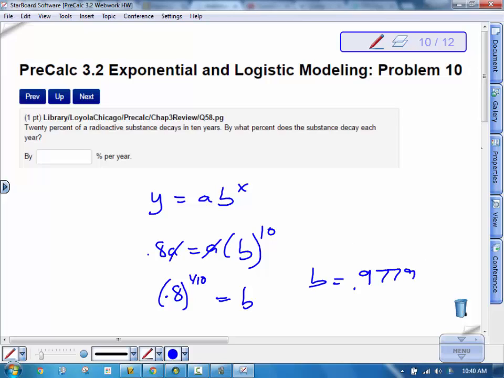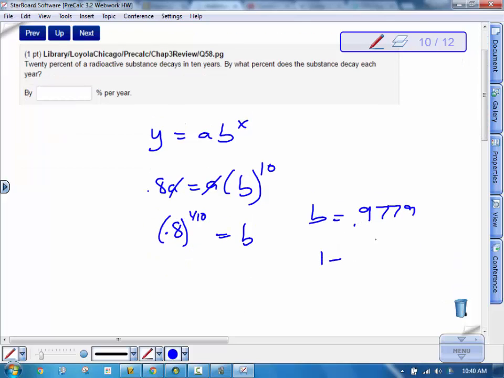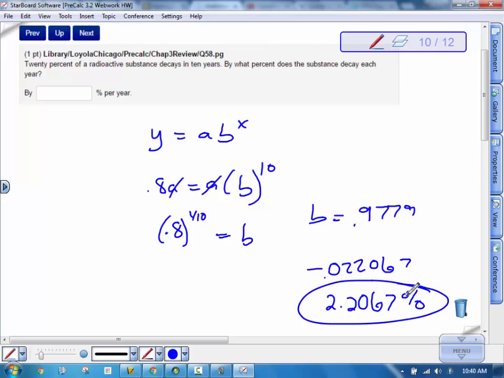0.9779. And then you can just do 1 minus that value to find out what the rate is, which is negative 0.02067. So that's 2.2067%. Keep quite a few decimal places on that. That's how much it's decaying per year, because keep in mind that B is always 1 plus the R. In this case, our R is this value right here, or written as a percentage, negative 2.206. But it says decay, so you can enter in a positive 2.206. We know it's decaying by that amount.